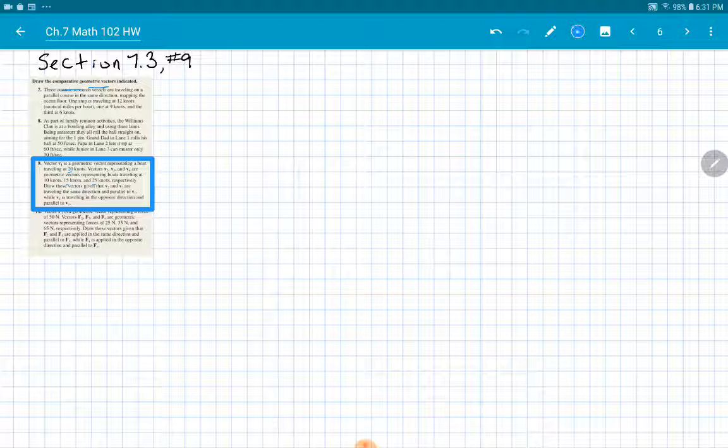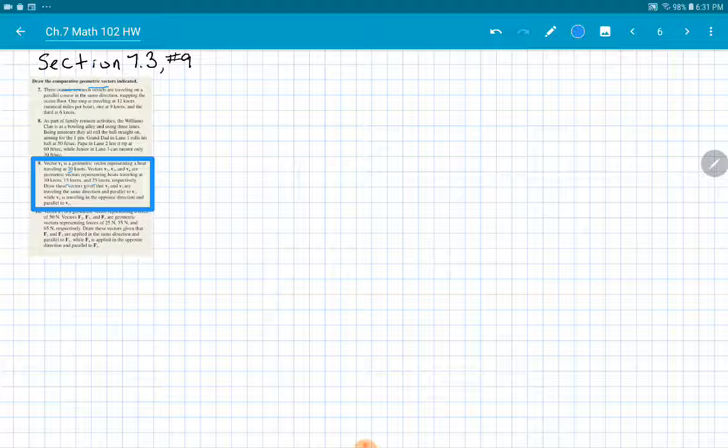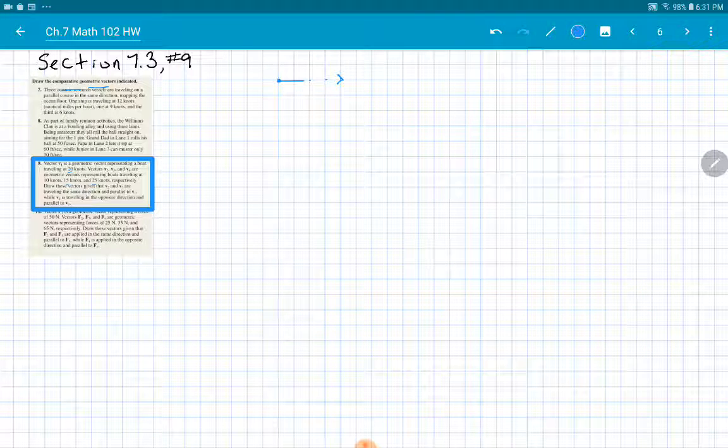equal 5. So 20 knots would have my starting point at any crossbar, and then that'd be 5, 10, 15, 20. So that would be the end of my vector. And then draw a straight line between the initial point and the end. And that vector represents 20 knots, or V1.